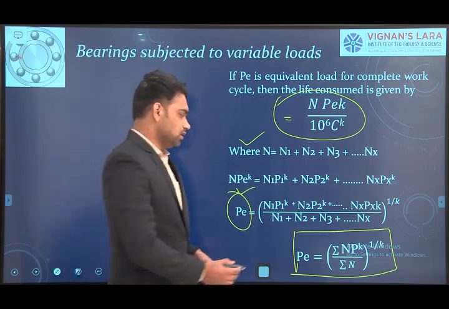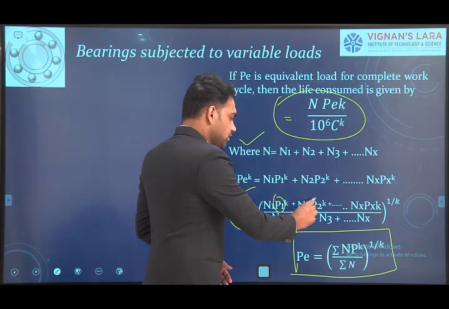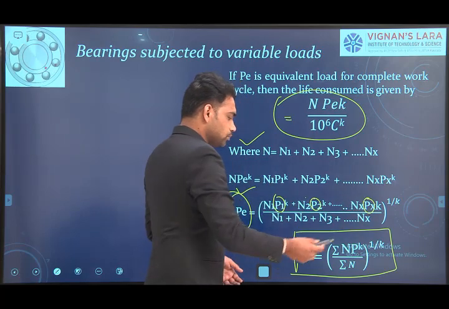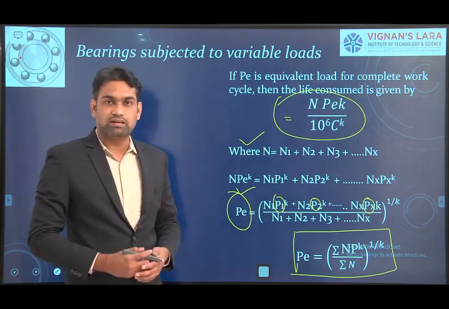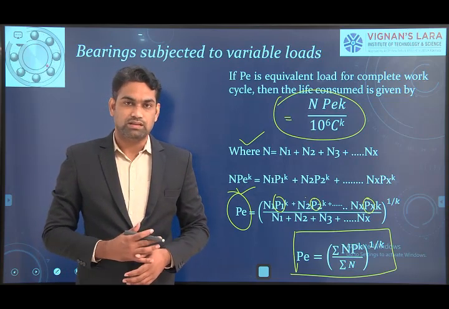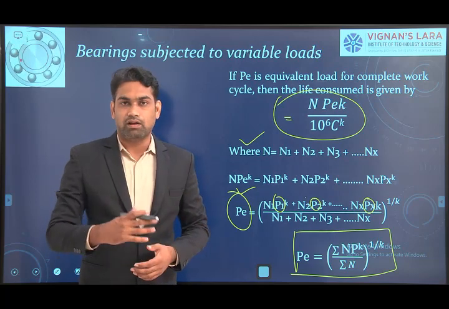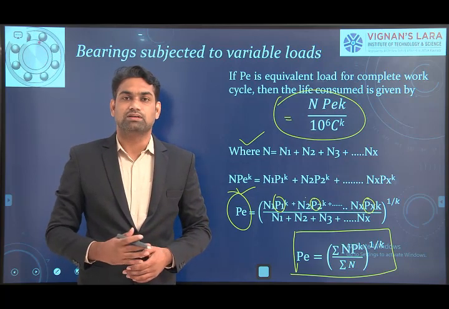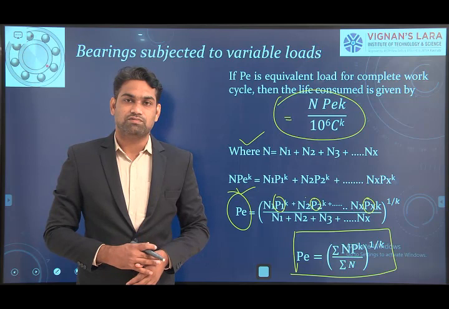So we know from these cases, P1, P2 up to Px, as I stated, is the equivalent load rating or the dynamic load rating. So capital P1, P2 and P3 up to Px we need to calculate using the relation X V FR plus Y FA into S.